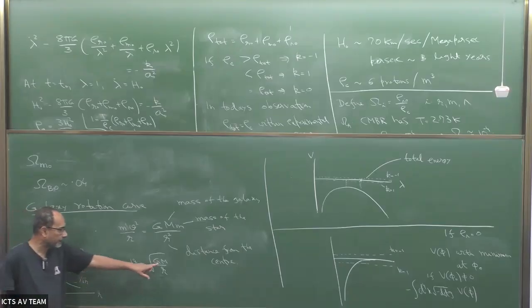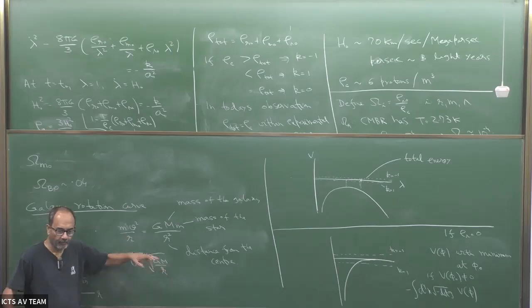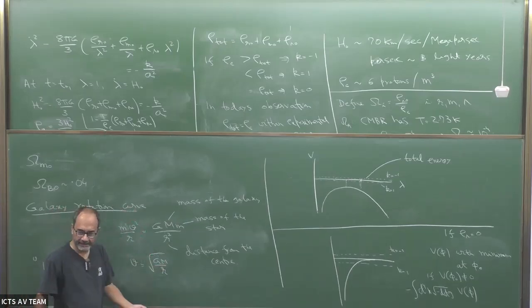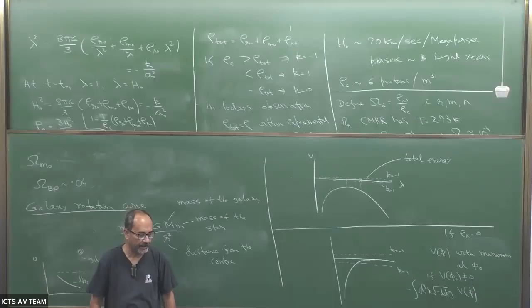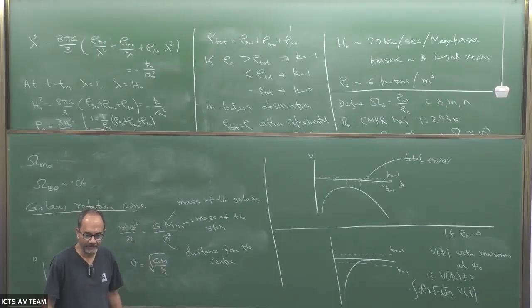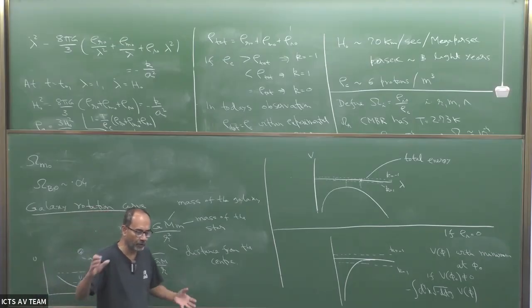That means that M must be proportional to R, right? The effective mass of the galaxy, which is the mass that is contained inside the sphere of radius R, is not decreasing, but it's proportional to R. So the density is falling, because if the density was constant, it would go as R cubed.